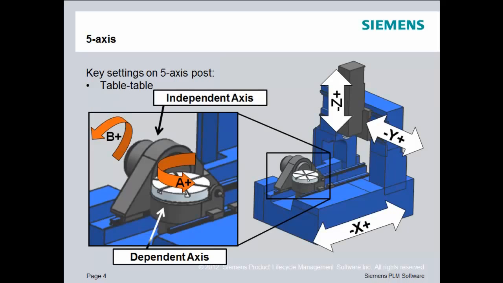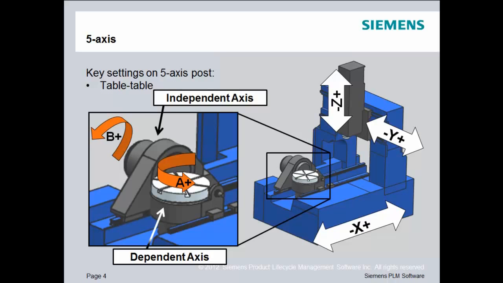There are 3 types of post processors that you can create inside of PostBuilder. One of the styles is a table-table machine like we have here. On a table-table machine, none of the rotary motion is behind the tool axis, so we have a traditional XYZ 3-axis milling machine. All of the rotation is provided on the part itself.